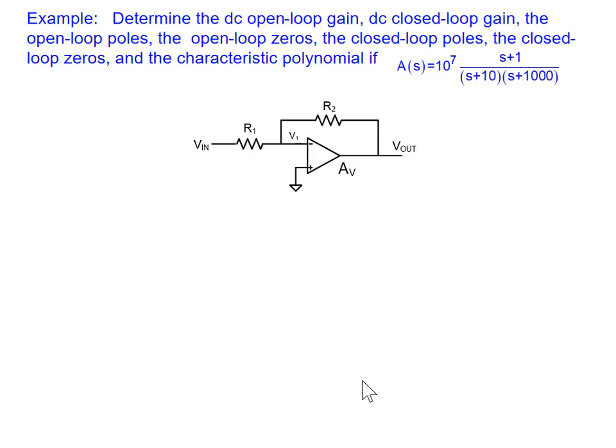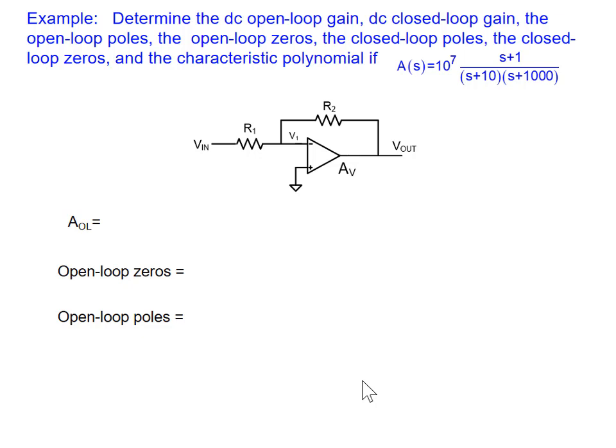Determine the DC open loop gain, the DC closed loop gain, the open loop poles, the open loop zeros, the closed loop poles, and the closed loop zeros. If the characteristic polynomial is 10 to the 7th, and it's got 3 roots, 1 zero and 2 poles for this basic amplifier structure here.